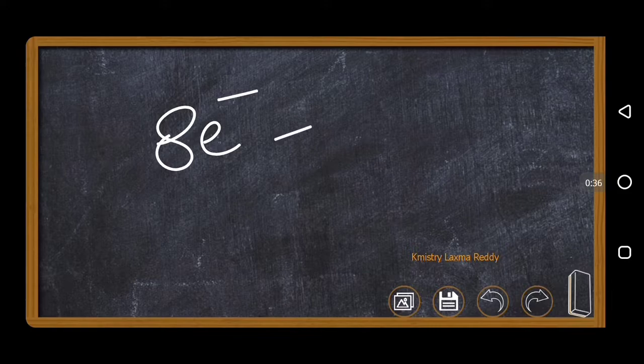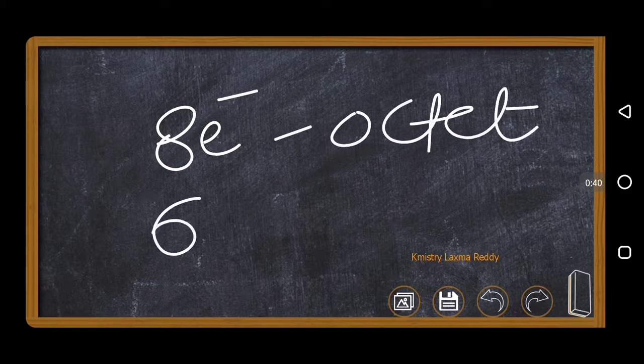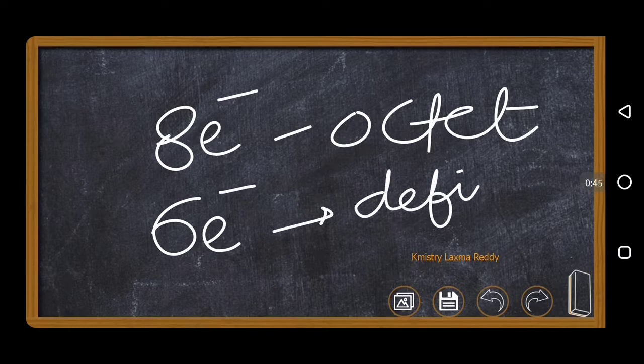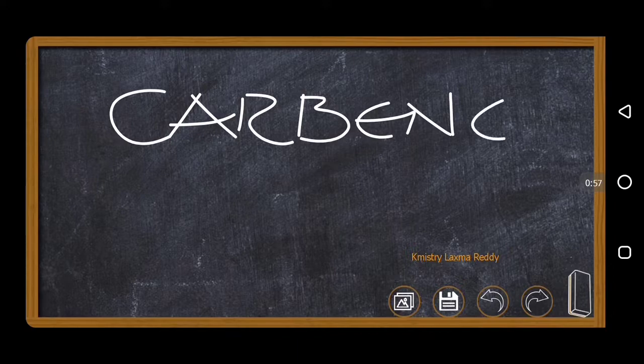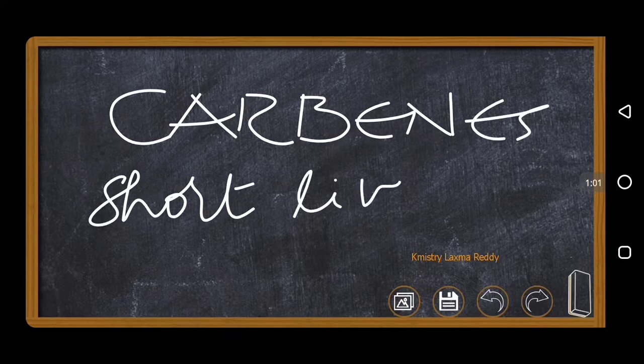When electrons are less than 8, the 8-electron system we call the octet system, 6 electrons is definitely electron deficient. So the number of electrons is less than 8. So it is an electron deficient system. Carbenes are again very unstable, very short lived. These carbenes are again of two types.